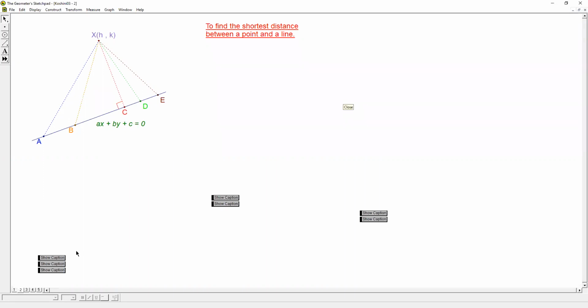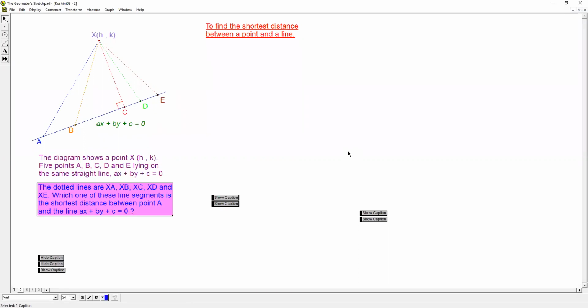Okay, so I tell you this one. The diagram shows the point and the line. The coordinate of the point is given. The equation of the line is given. So this is what we have. Now the dotted lines, I've drawn many dotted lines there: XA, XB, XD, and XE. So the question now is, which one of these line segments is the shortest distance from the point X?